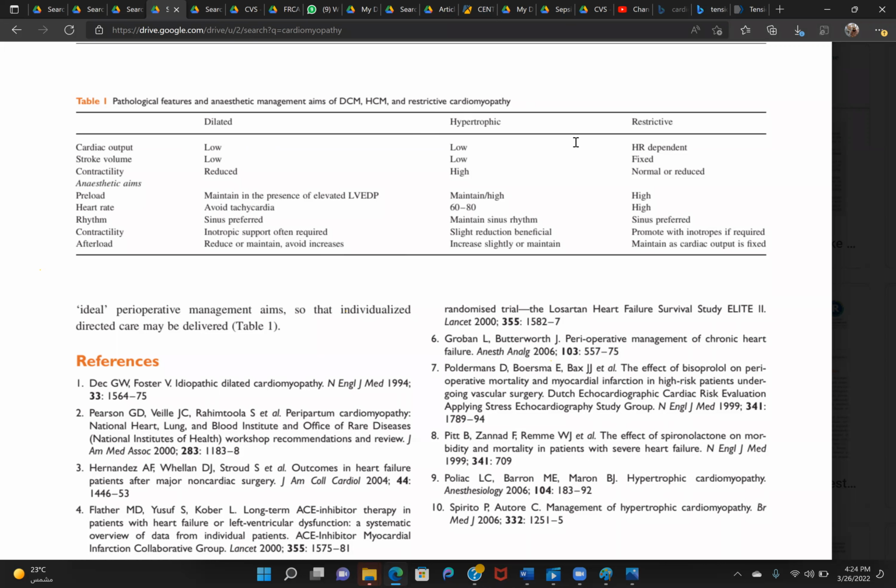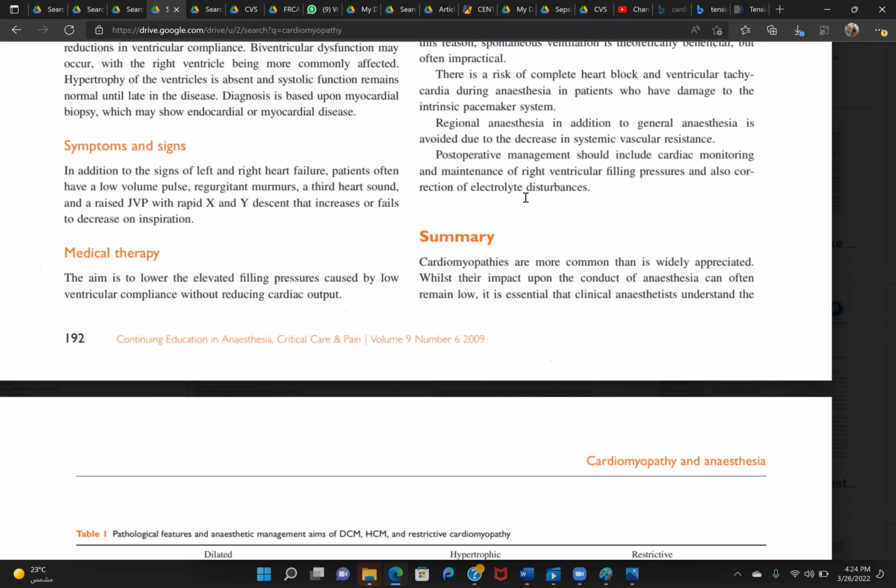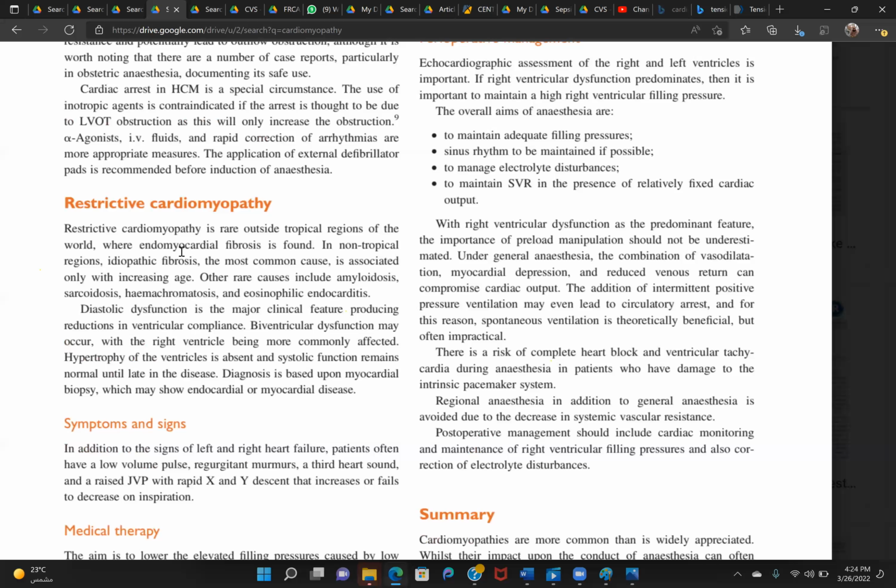Because hypertrophic and restrictive are a little different sort of pathologies going on. We will just have a look here. Right ventricular failure is what? In dilated cardiomyopathy, we are talking about the left ventricle mainly.